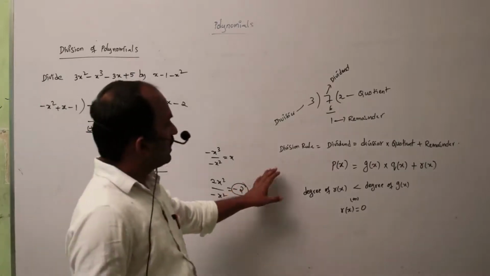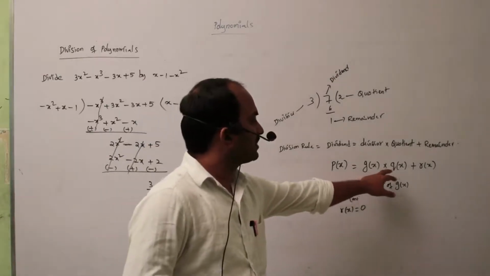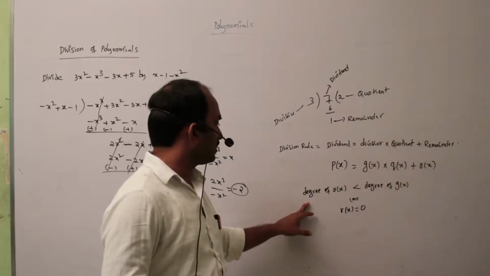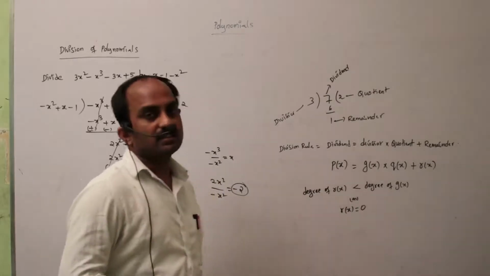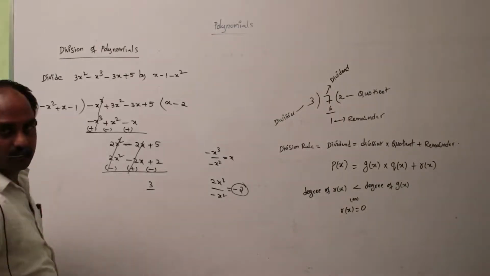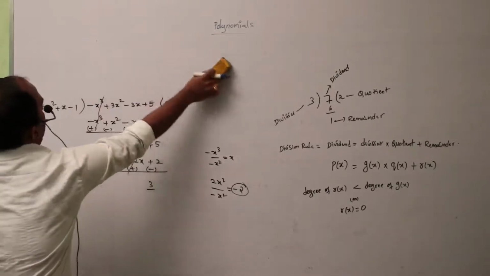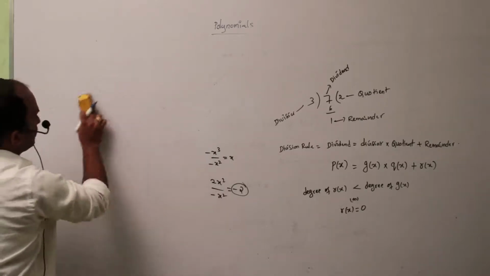This is what we call the division algorithm. P of x is equal to G of x into Q of x plus R of x. Here the condition is that the degree of R of x is less than the degree of G of x, otherwise R of x is equal to 0. Like this we do divisions of polynomials. So in exercise 3.4, first Roman, second Roman, we have to do it like this by using division.